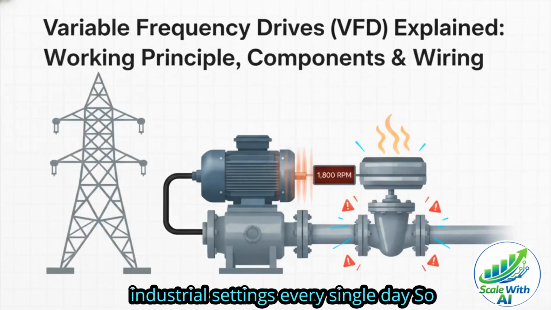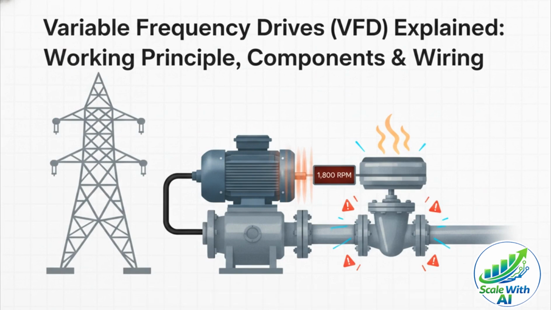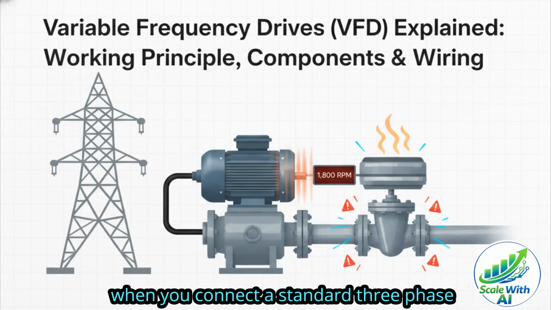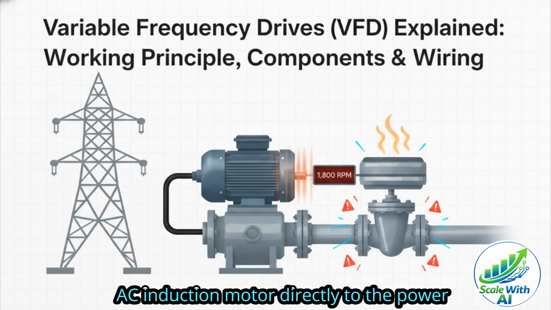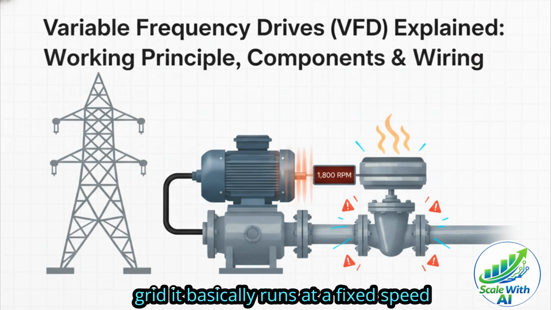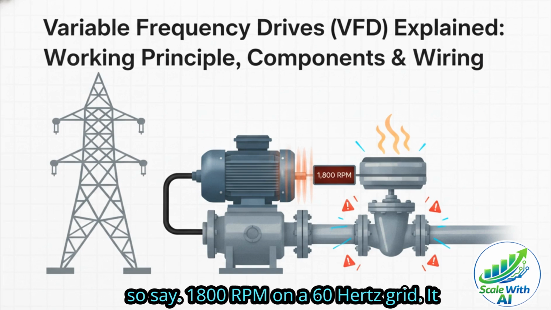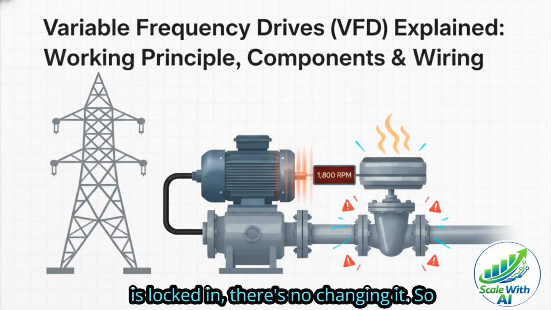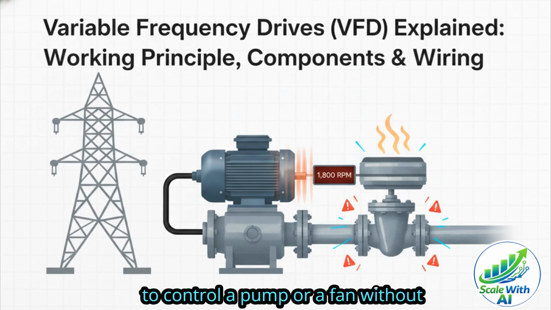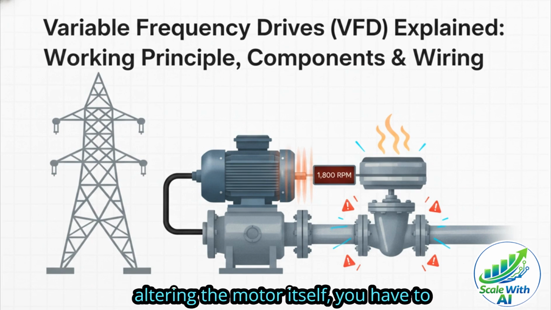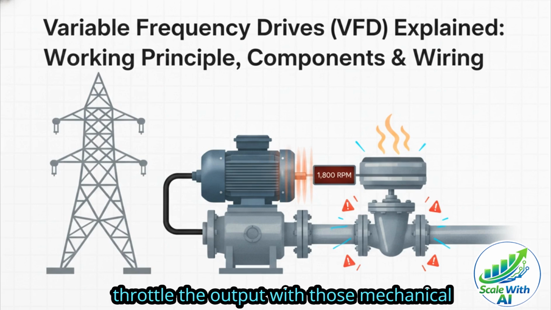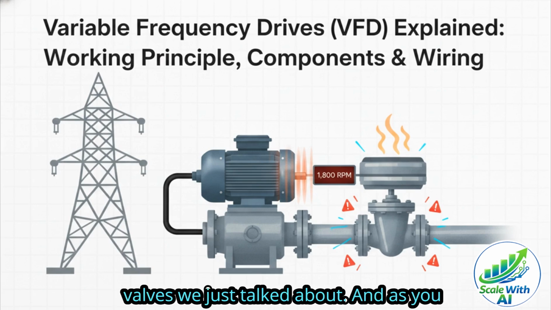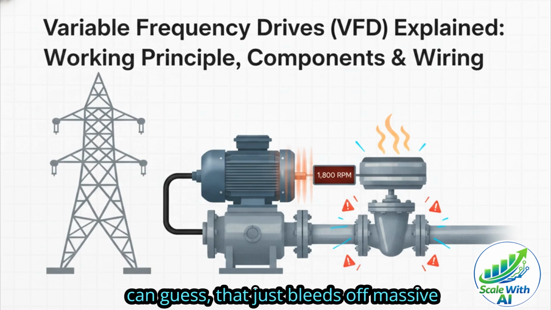So, what's causing this? The root of the issue is what we call direct online starting. When you connect a standard 3-phase AC induction motor directly to the power grid, it basically runs at a fixed speed. So say 1800 RPM on a 60 Hz grid. It is locked in, there's no changing it. So to control a pump or a fan without altering the motor itself, you have to throttle the output with those mechanical valves we just talked about. And as you can guess, that just bleeds off massive amounts of energy.